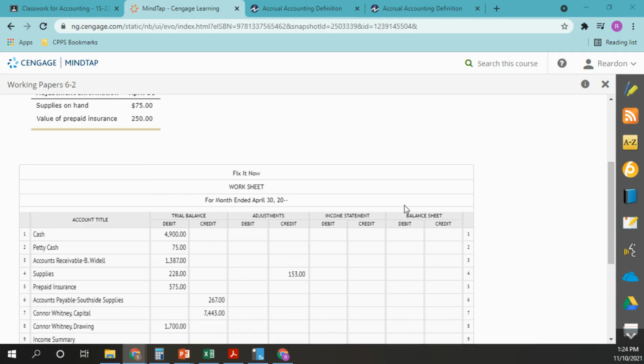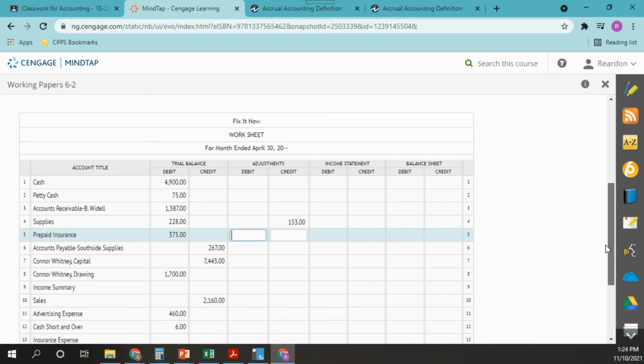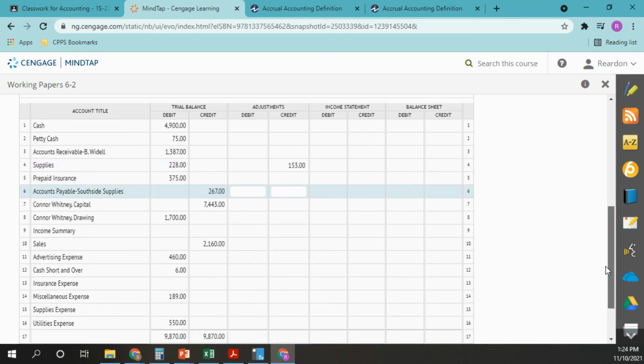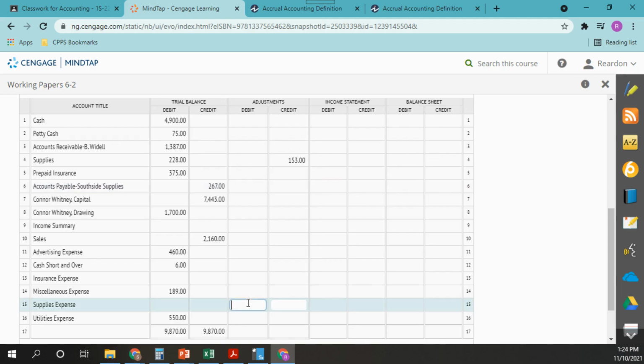So we had a $153 credit to supplies. Technically, we would mark that as adjustment A, but they're not asking us to do that. And to offset that, we would make a $153 debit to supplies expense. We're recording $153 used up, 228 minus 75, what our balance should be in the end. By the way, we're going to carry that over at the end of the month onto our balance sheet, but that'll come later.